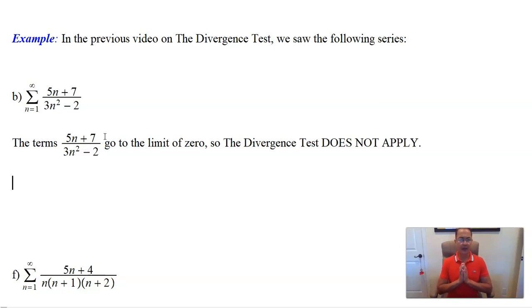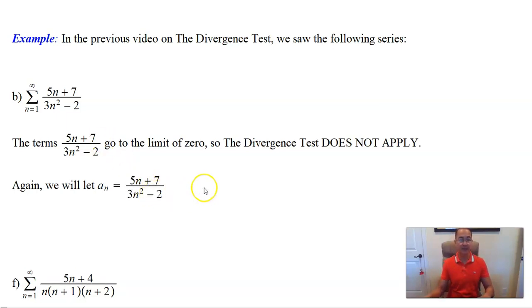So how are we going to apply the limit comparison test? Again, we will let a sub n be these terms. Well, we need a b sub n. So we need to manufacture b sub n. We don't have cosine, we don't have sine, we don't have ln. We simply have this rational function, 5n plus 7 over 3n squared minus 2.